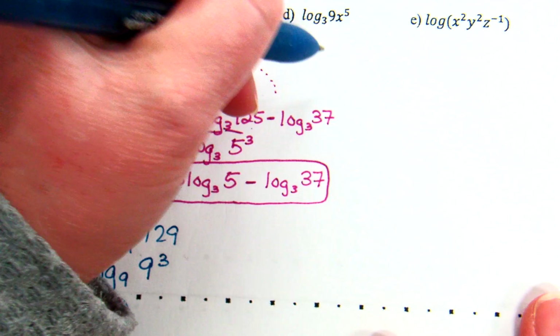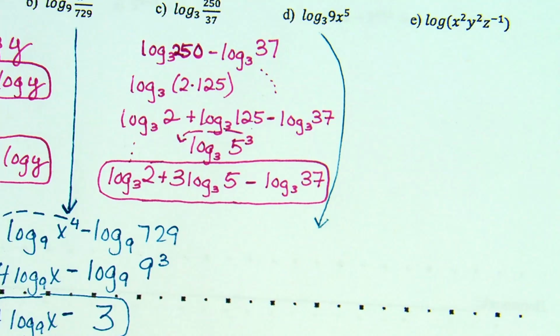Okay, let's do D. Log base 3 of 9x to the 5th.